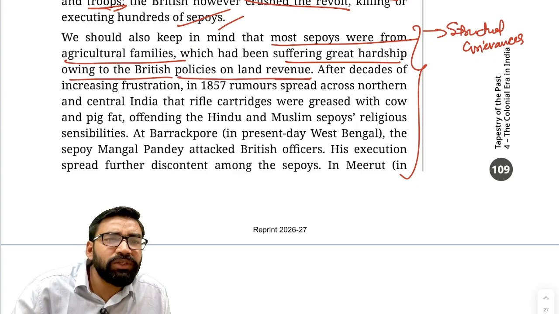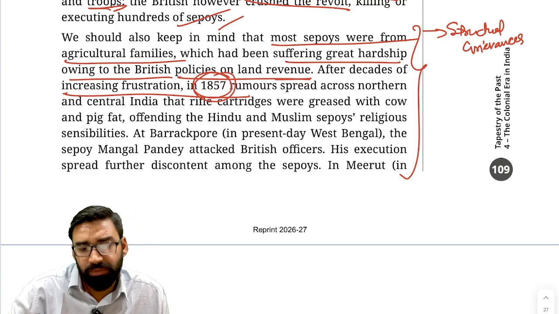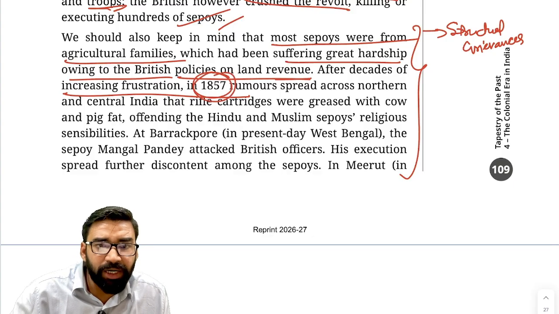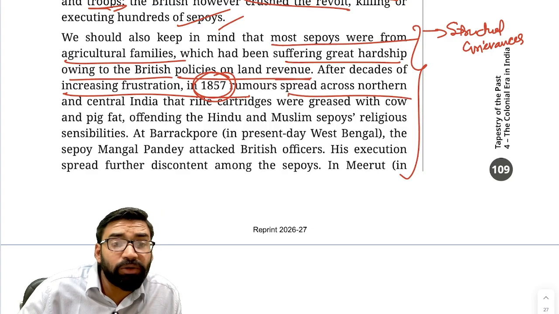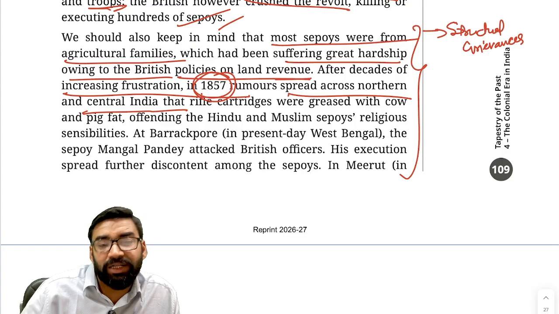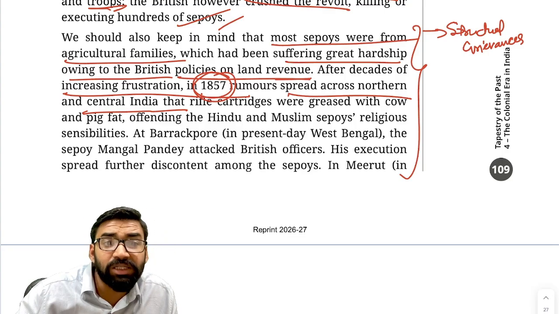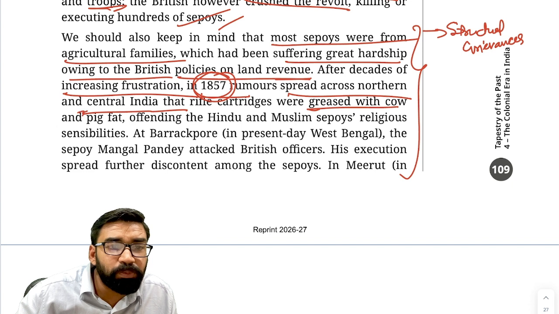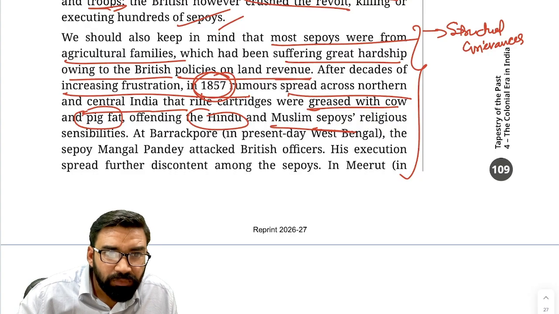And after decades of frustration, in 1857 a rumor was spread. What was that rumor? It spread across northern and central India that the rifle cartridges used by the sepoys were greased with cow and pig fat. The cow fat offended Hindus and the pig fat offended Muslim sepoys. Clear?